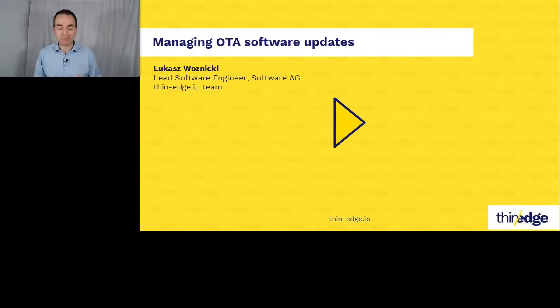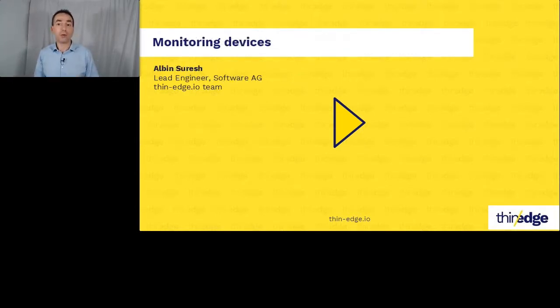Moving on a bit. We talked about software management, we talked about connecting. Performance management is becoming increasingly important to assure the operation of connected products. With that, I'd like to introduce Albin Suresh from the ThinEdge.io team, who's going to introduce how ThinEdge.io and its capabilities aid connected devices to be monitored and assured in life. So Albin, over to you.